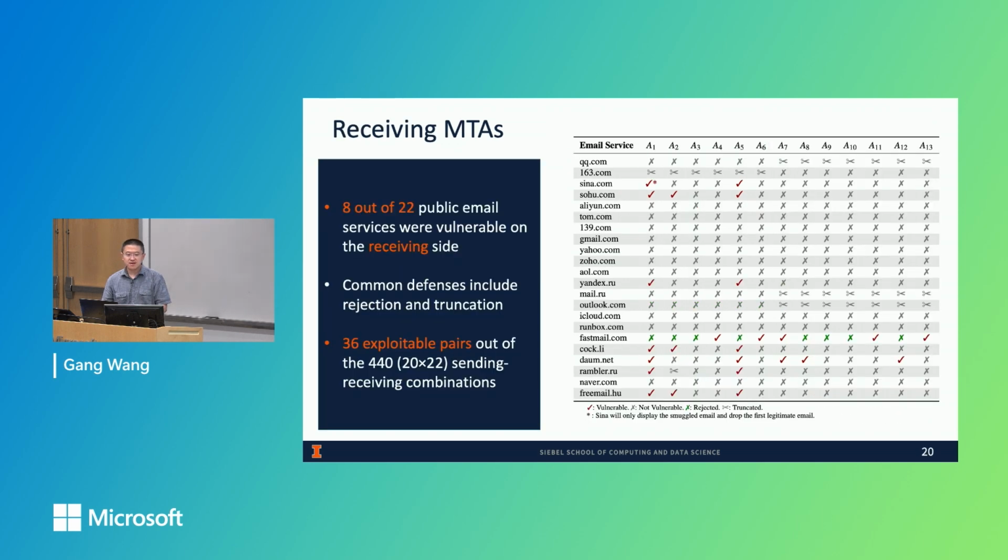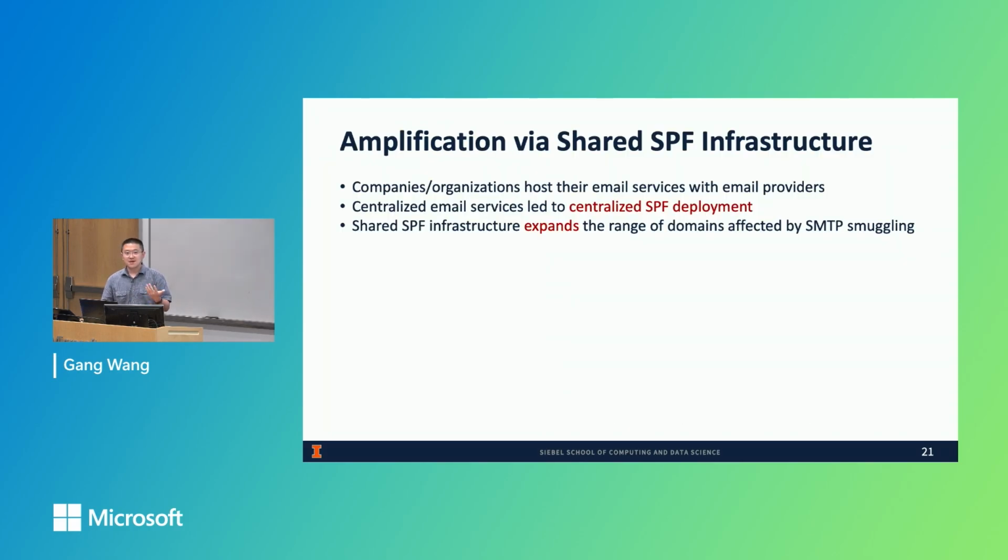On the receiver side, 8 out of the 22 were vulnerable. Some of the common defenses are to reject or truncate the smuggled emails. But if you combine the vulnerable sending side and vulnerable receiving side, there are 36 combinations that are exploitable. But this isn't just about the public services we tested. As you remember, the amplification effect of the shared SPF infrastructure was the real deal.